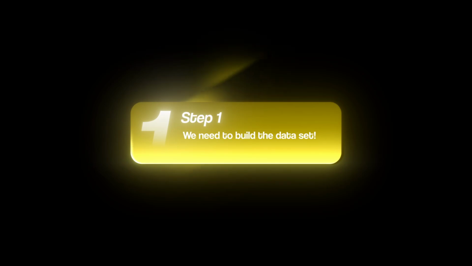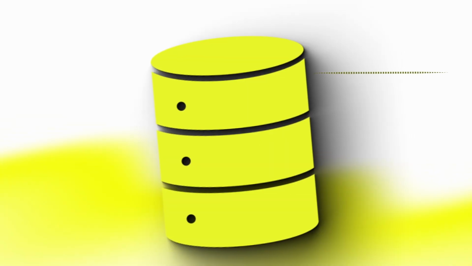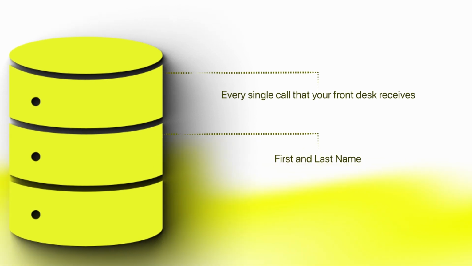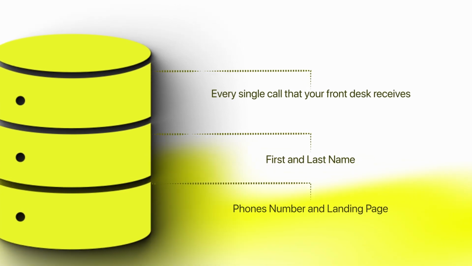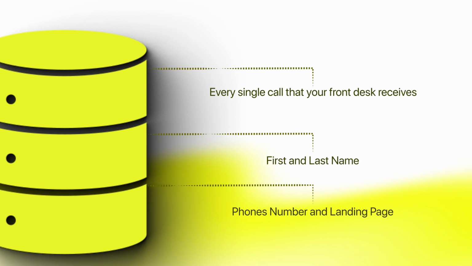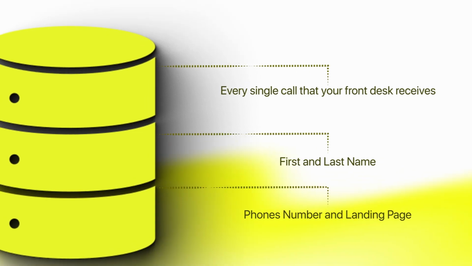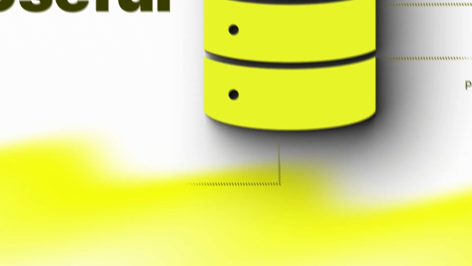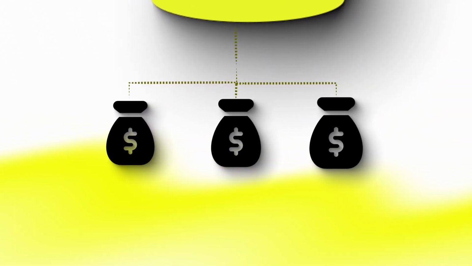Okay, so the first step of all this is we need to build the data set. If AI is going to crunch the data and analyze the numbers, then it needs something to work with. We need to build a data set that contains every single call that your front desk receives. And not only that, there are a couple of fields that we specifically need to include so that the analysis becomes highly useful and mapped to revenue levers, so that when we fix these levers, it's going to have a high impact on your firm.